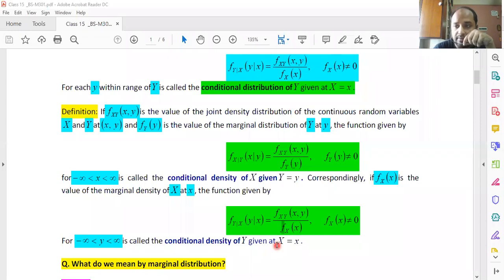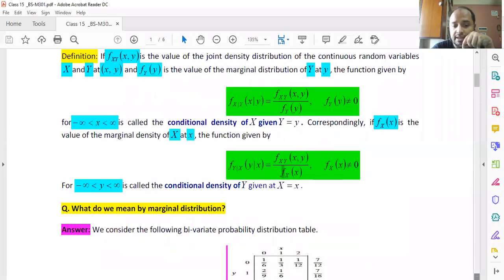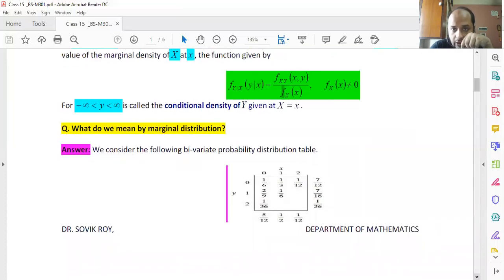Okay, we have to be very clear about that. What is marginal density? So my next question is about what we mean by marginal distribution. All of you attending today's class, please quickly copy this particular table in your copy.